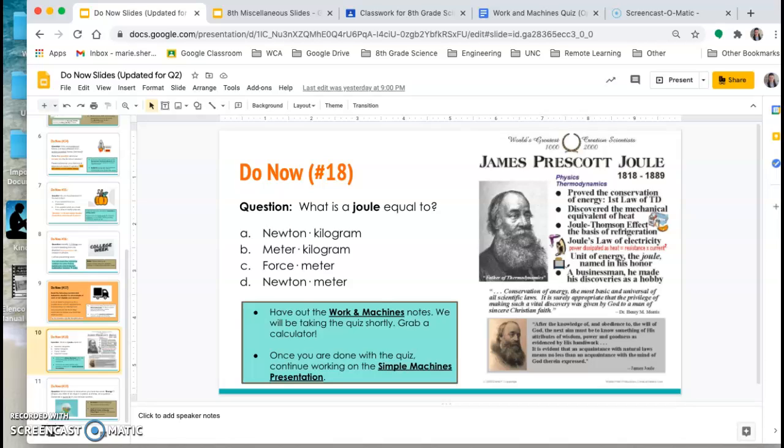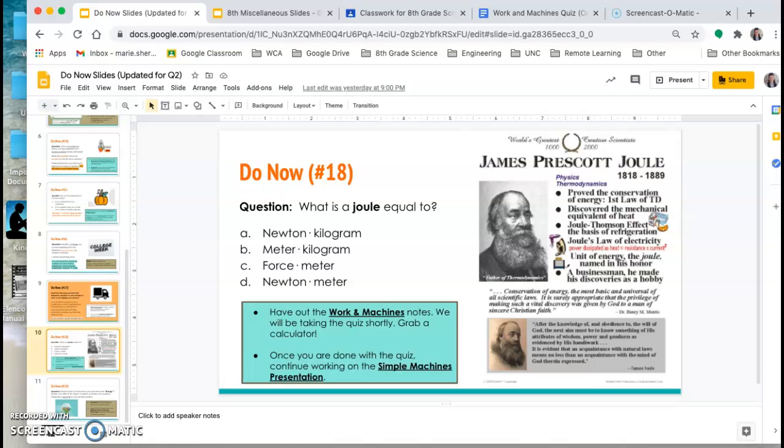Today's question asks, what is a joule equal to? We know that joule is the unit of measurement for work. And we know that to calculate work, we're going to multiply force times distance. The unit of force is the Newton, and the unit of distance is the meter, which makes 1 joule equal to option D, a Newton meter.